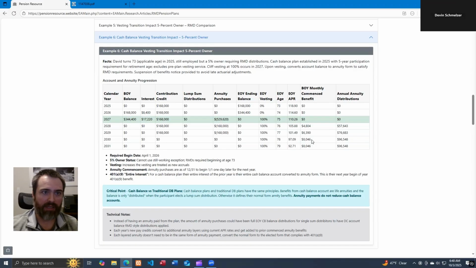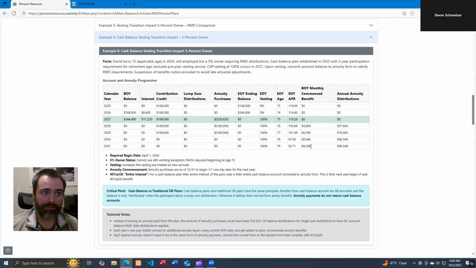Notice here in that year 2030 or 2031, this individual did not accrue additional cash balance contribution credits. So we have the same $8,046 being paid per month until his life or retires or terminates the plan. Those keep on going to be paid.